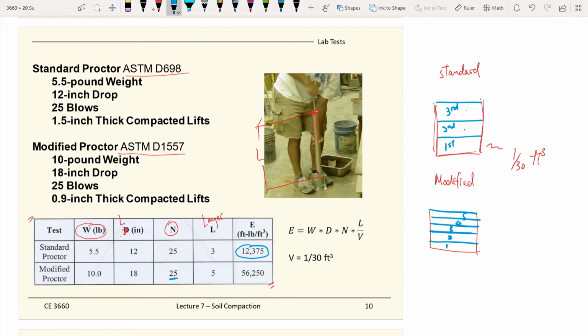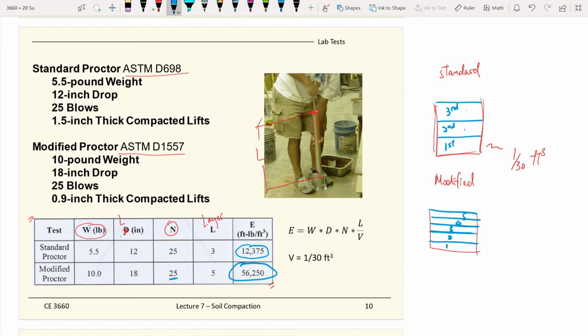That will also be the lab test you'll be working on with your group when you take the C360H Geotech lab class. And this modified Proctor, as you can imagine, has more layers, a heavier hammer, and a longer drop, so you put a higher amount of energy into the same confined volume.